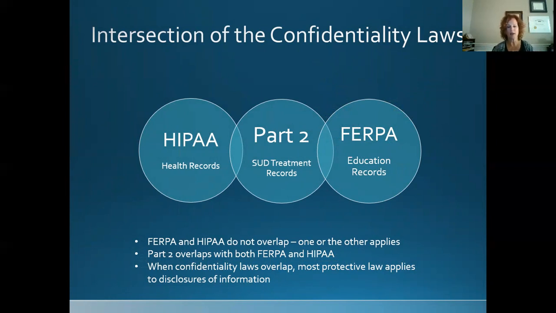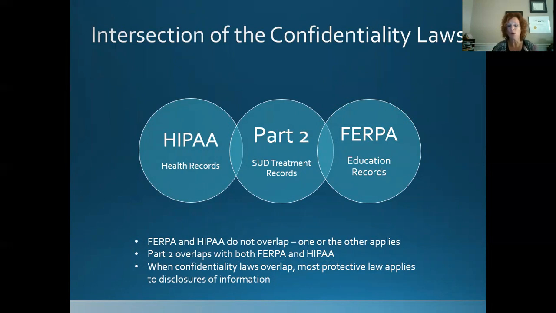So we have HIPAA protecting health records, 42 CFR Part 2 protecting substance use disorder treatment records, and FERPA protecting education records. What's important to note about how the three of these work together is FERPA and HIPAA do not overlap. One or the other applies. Again, FERPA education records are exempt from HIPAA, even if HIPAA would otherwise apply to the school or educational institution in regard to the electronic transactions that they may utilize. The records are exempt from HIPAA.